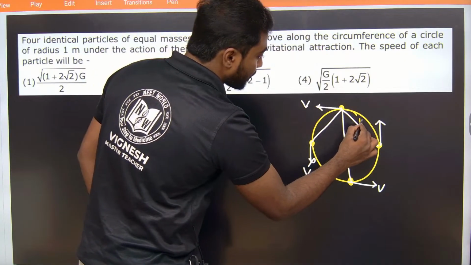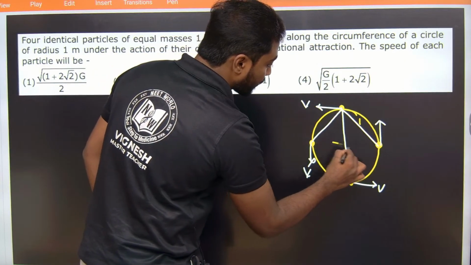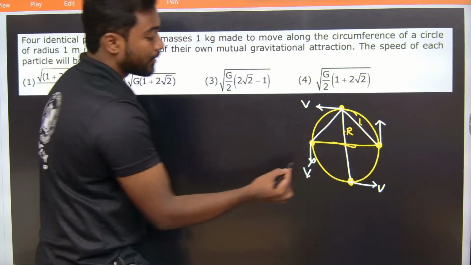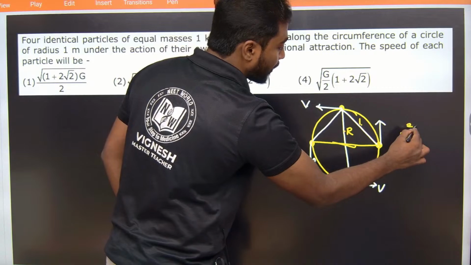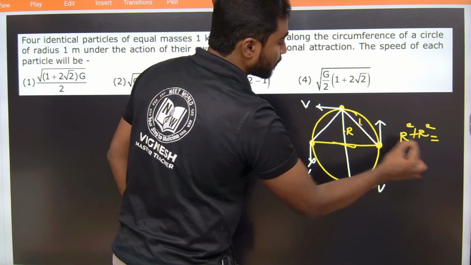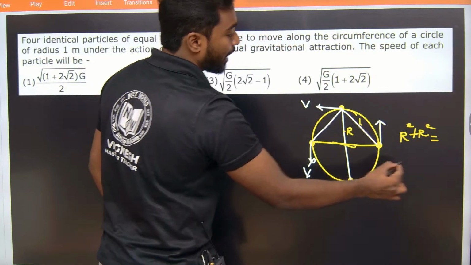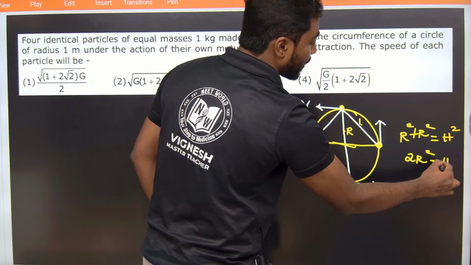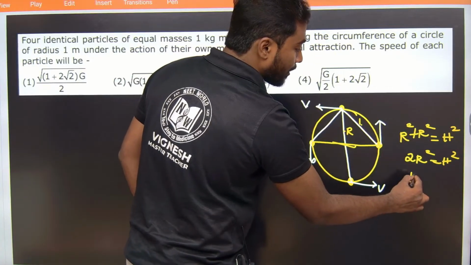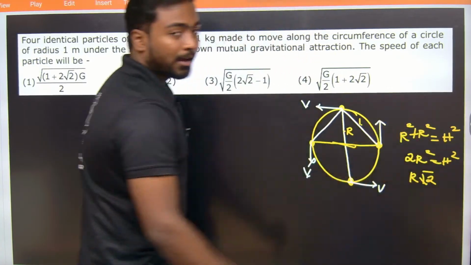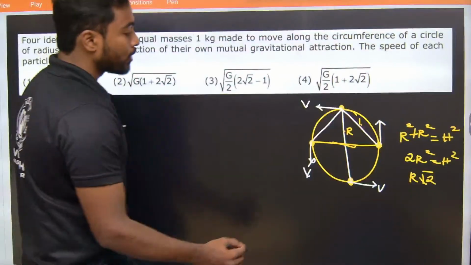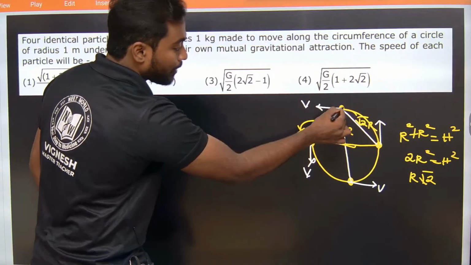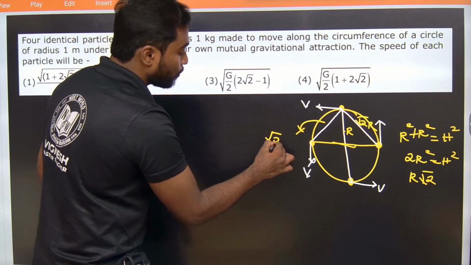If this is r, what will be this one? r square plus r square equals, let me take the hypotenuse, h square. So 2r square is equal to h square, which is nothing but root 2 r. Root 2 r is the value of the hypotenuse.